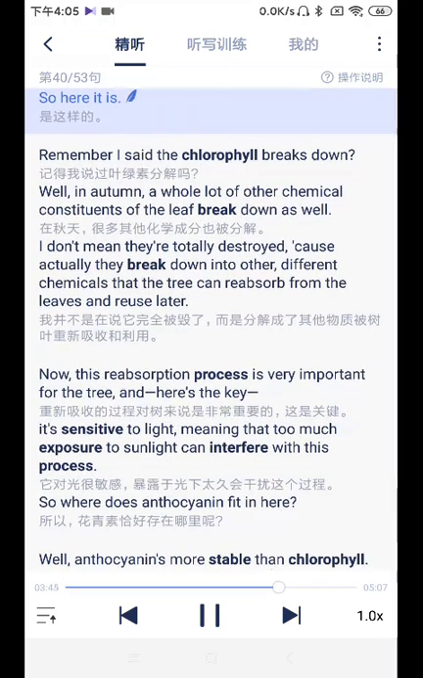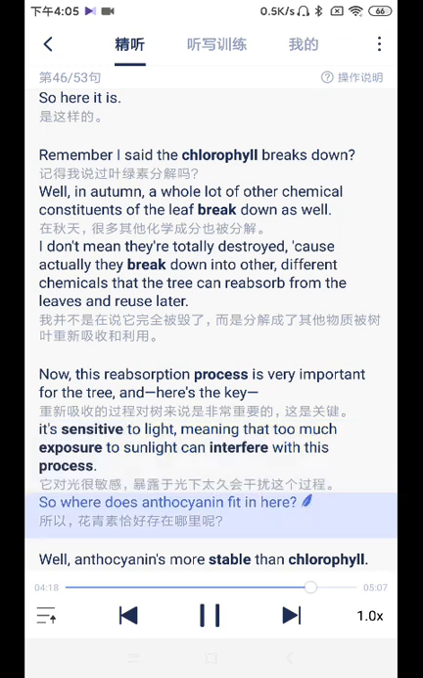So here it is. Remember I said the chlorophyll breaks down? Well, in autumn, a whole lot of other chemical constituents of the leaf break down as well. I don't mean they're totally destroyed, because actually they break down into other, different chemicals that the tree can reabsorb from the leaves and reuse later. Now, this reabsorption process is very important for the tree, and here's the key. It's sensitive to light, meaning that too much exposure to sunlight can interfere with this process.